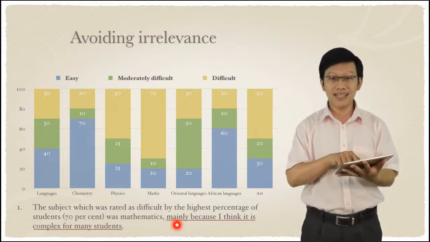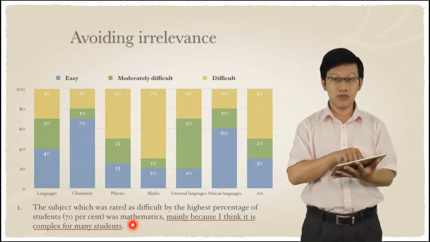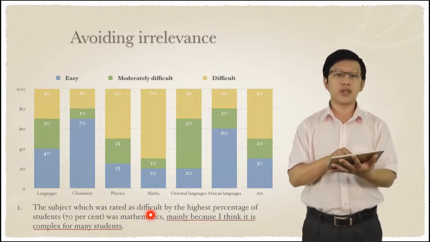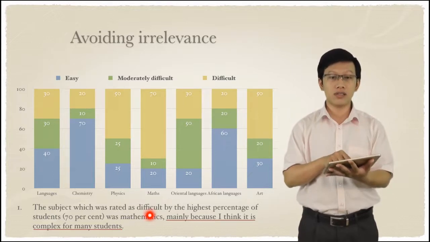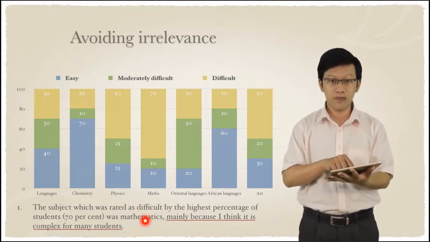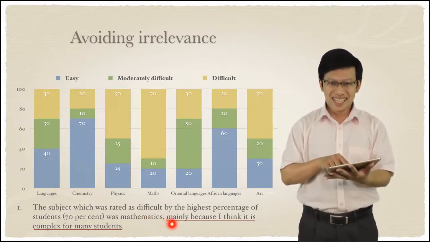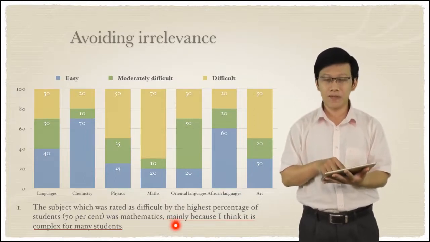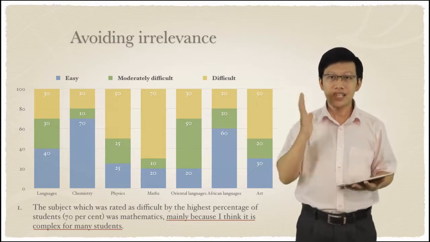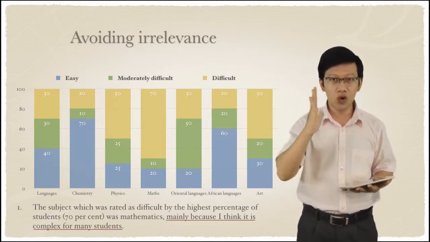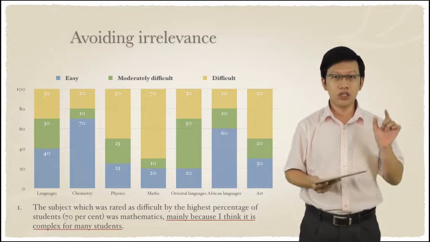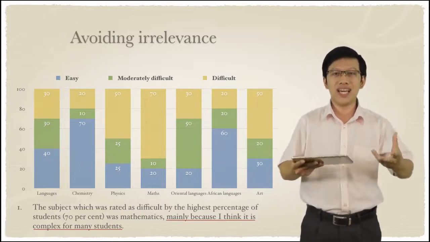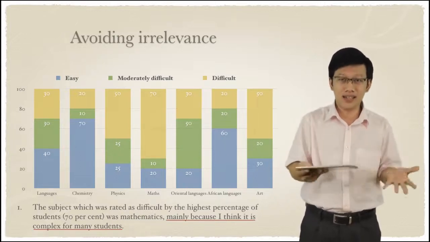mainly because I think it is complex for many students. So the subject that is really most difficult is mathematics. This is the most difficult. And "mainly because I think it's complex." Man, we're only trying to describe. Don't ever give your own interpretation. Don't put your own opinion in order to explain why the data is like this or like that.